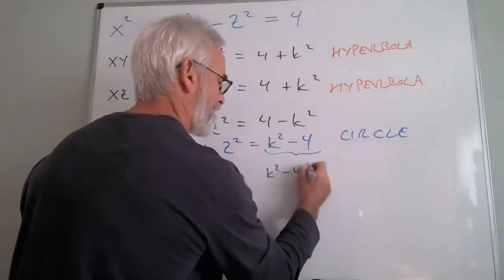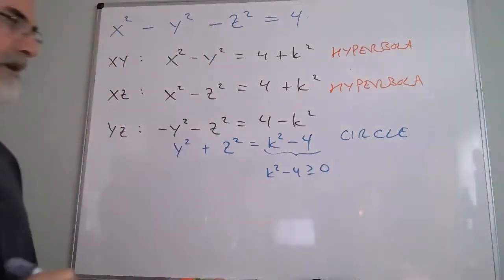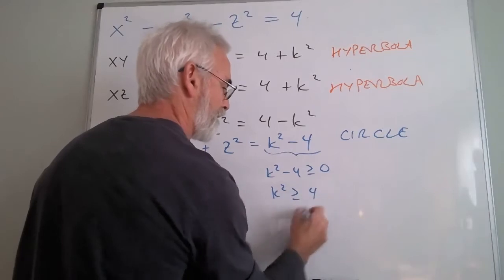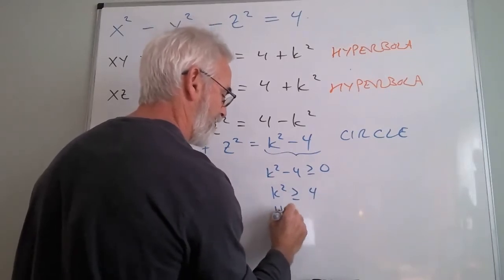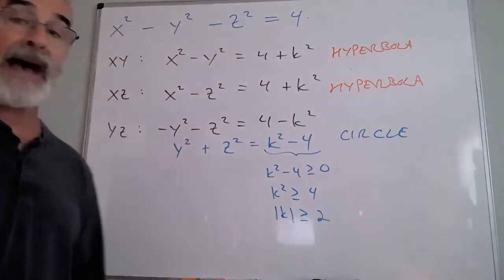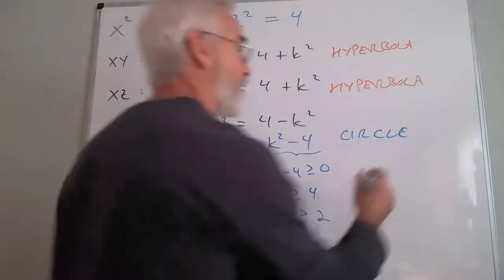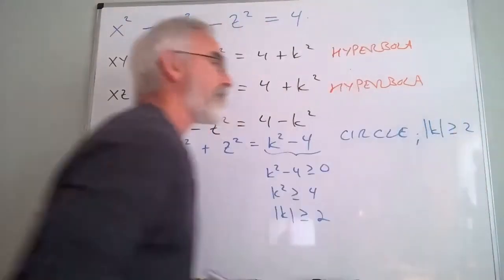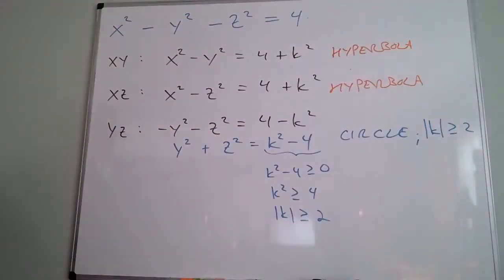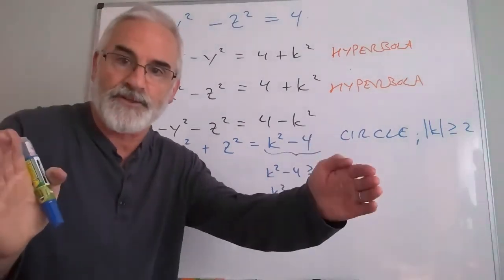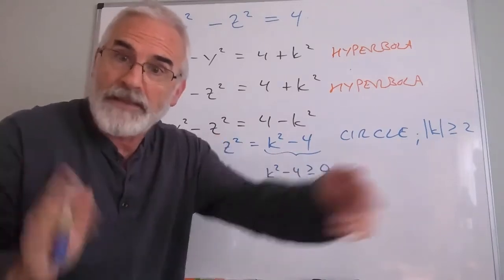K squared minus 4 absolutely has to be greater than or equal to 0, which would mean that k squared must be greater than or equal to 4, which would mean the absolute value of k must be greater than or equal to 2. That is a restriction. It's a fairly serious restriction. So I'm going to write it like this. If the absolute value of k has to be greater than or equal to 2, then there's a gap between -2 and 2 for the k where there won't be anything.